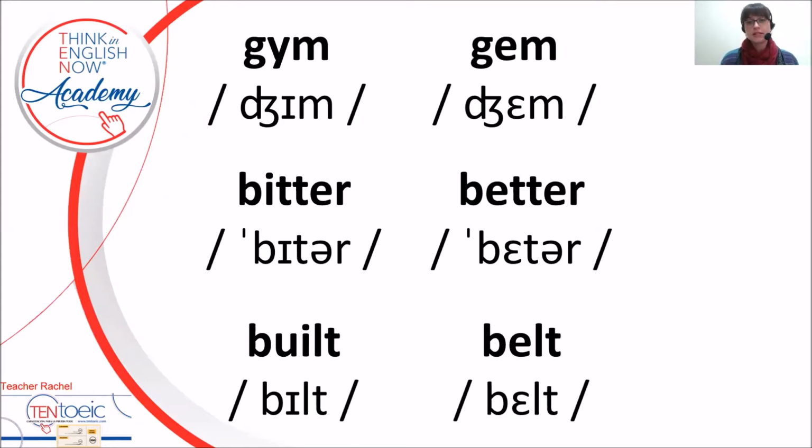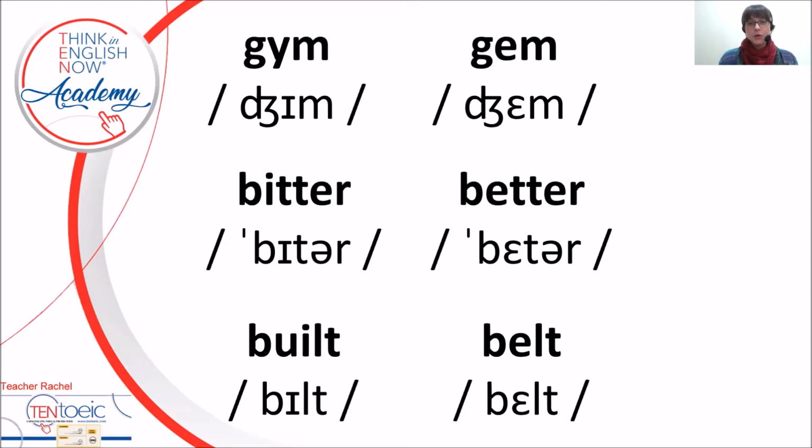Built. Built is the past tense of the word build, which means to make or construct, like to build a house. So 20 years ago, in the past, my father built our house. He constructed our house. So it's past tense, built.